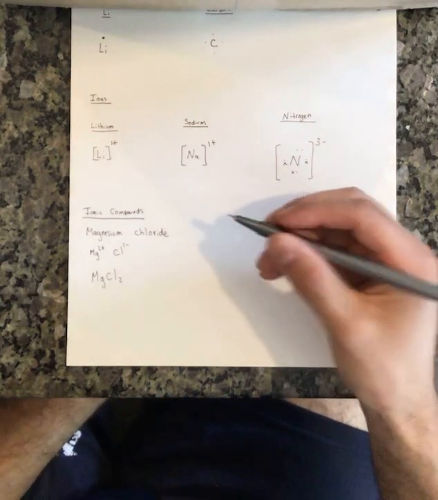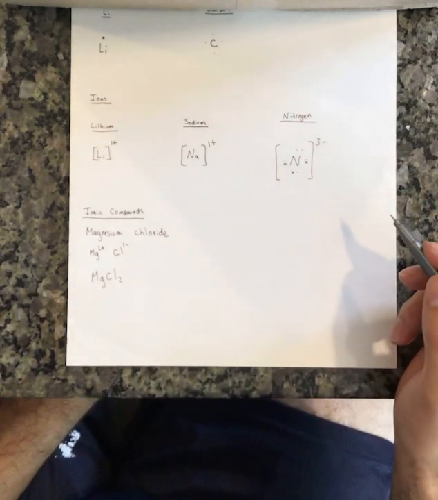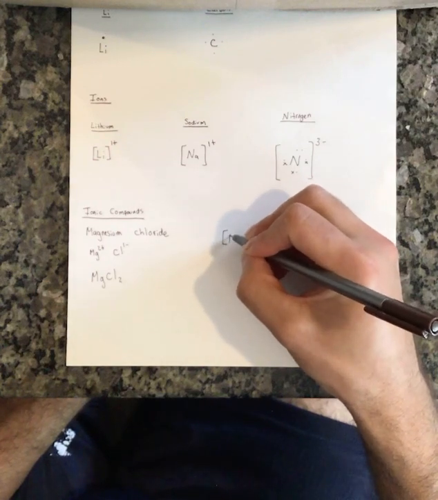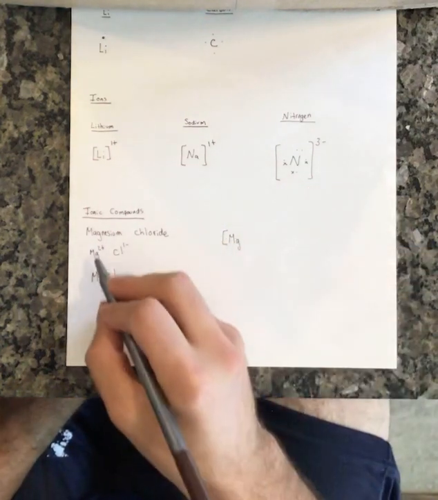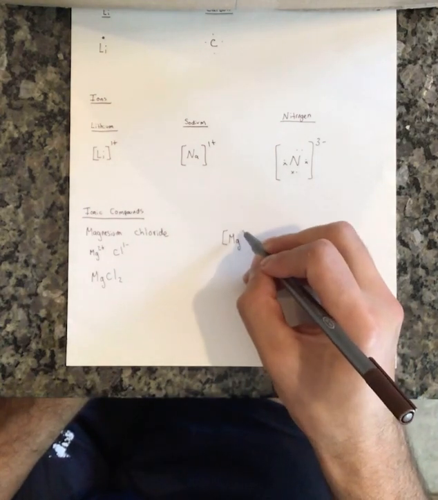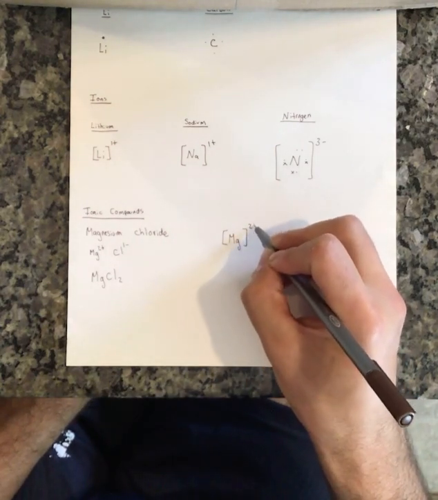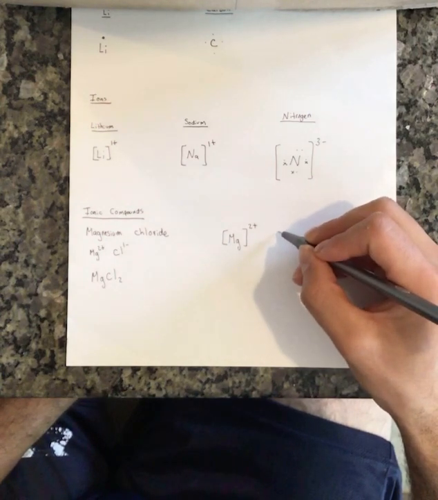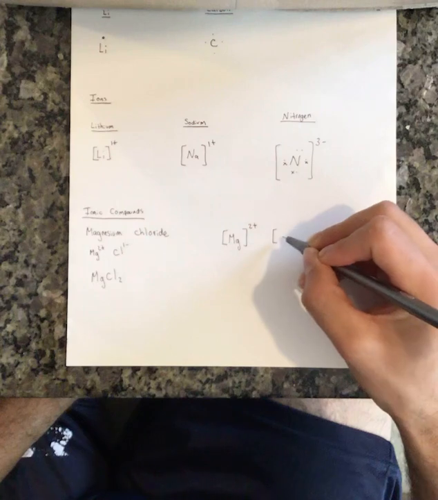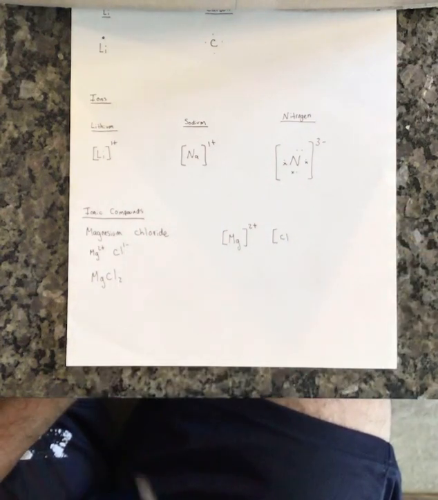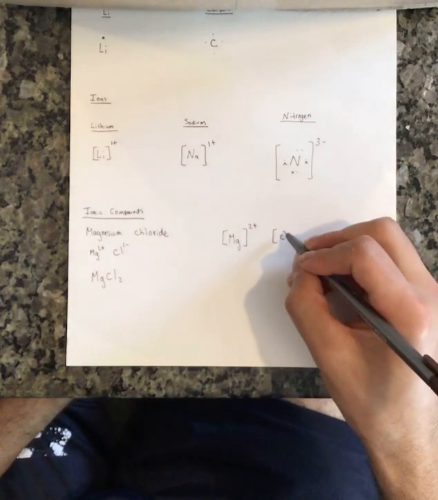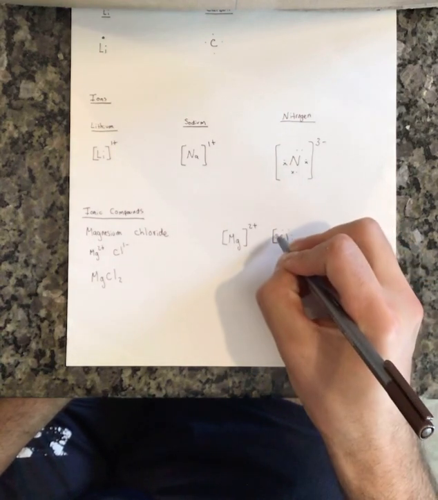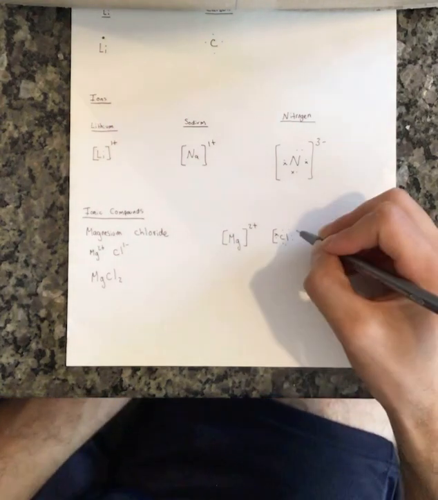So what we're going to do is draw them as ions. We first have our magnesium. Now magnesium is 2+. That means it lost 2 electrons, so there's not going to be anything around it. So we have 2+. And then we have chlorine. Chlorine is 1 negative. So I'm going to draw 1, 2, 3, 4, 5, 6, 7, and I'm going to put my 1 electron there because it gained 1.